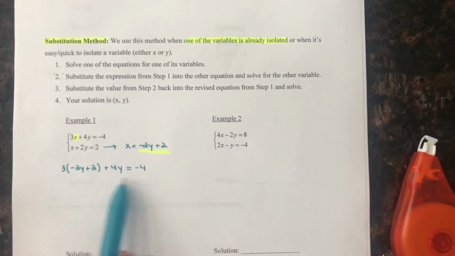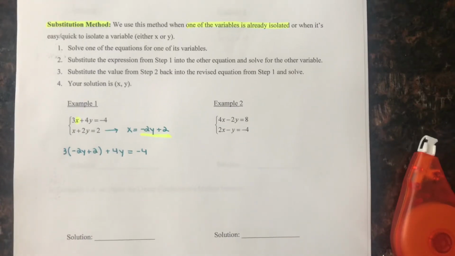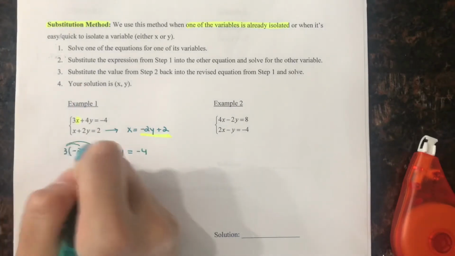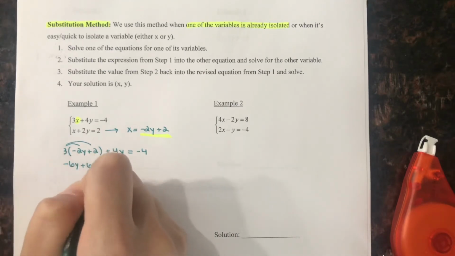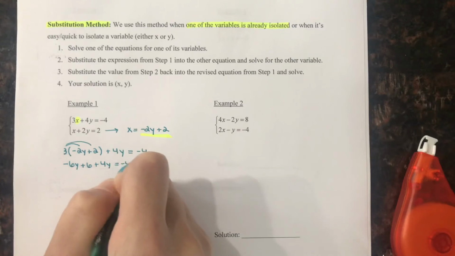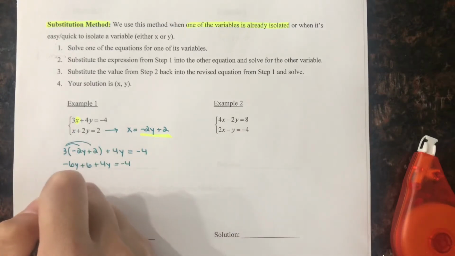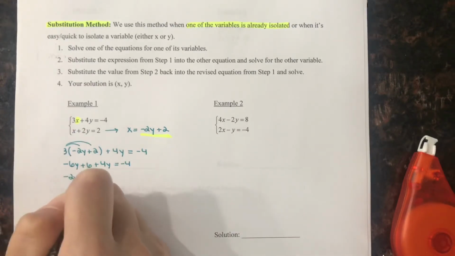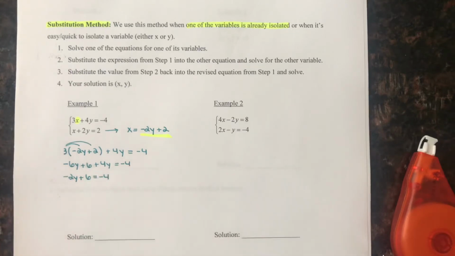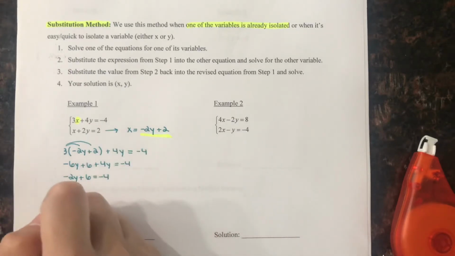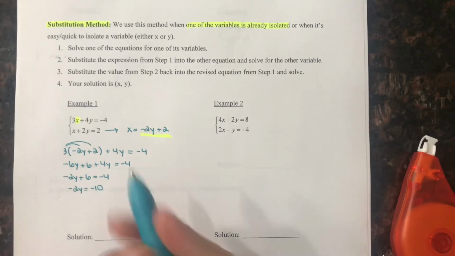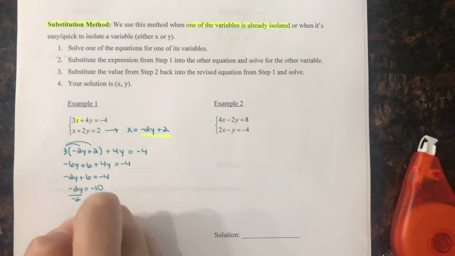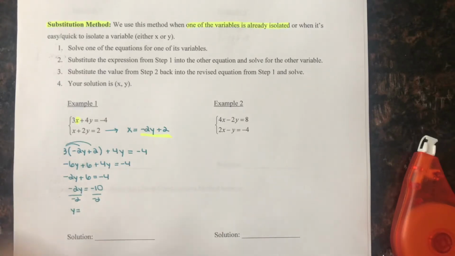Now you'll notice that there's only one variable here that we need to worry about. So we can go ahead and solve. Combine like terms. Move that 6 over. Divide by -2. And we get y equals 5.